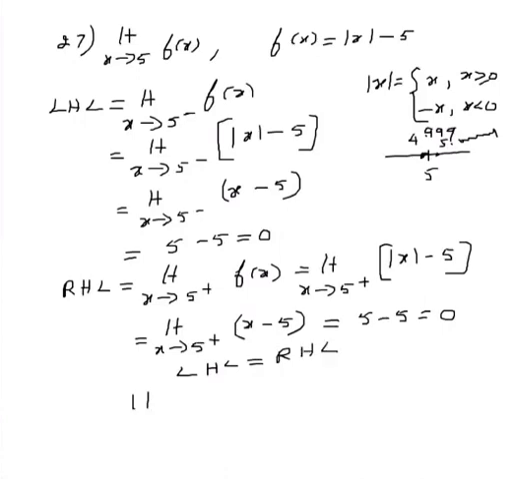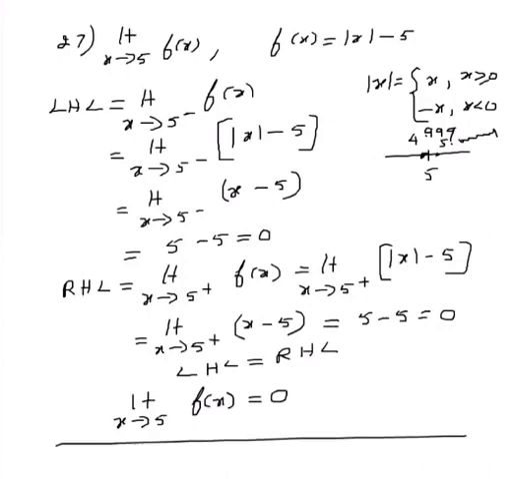So LHL and RHL are equal. Therefore, the limit exists and the limit value is 0. In this question, both 5 minus and 5 plus are greater than or equal to 0. So we use the same definition of absolute value of x, which is x. So we could have combined LHL and RHL and done it as one limit.